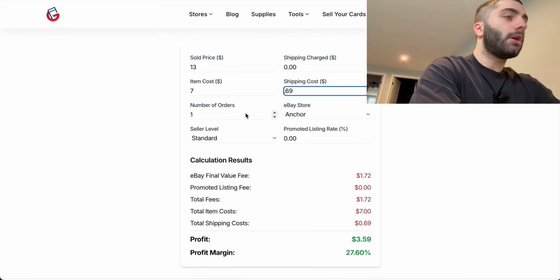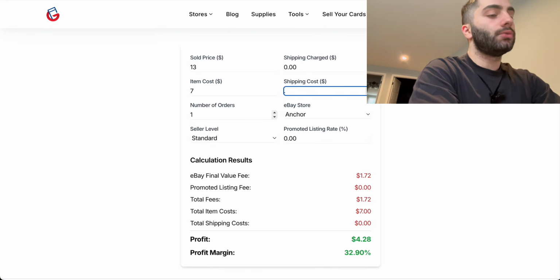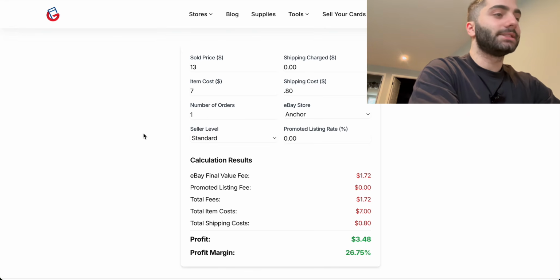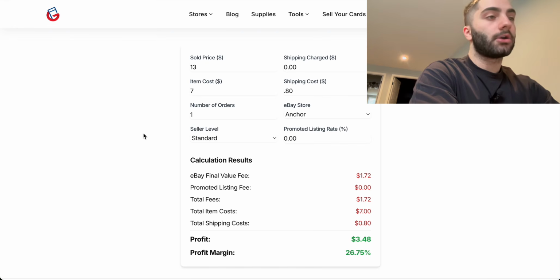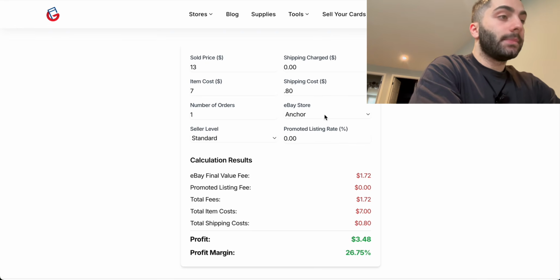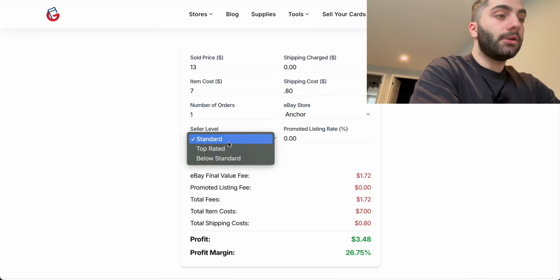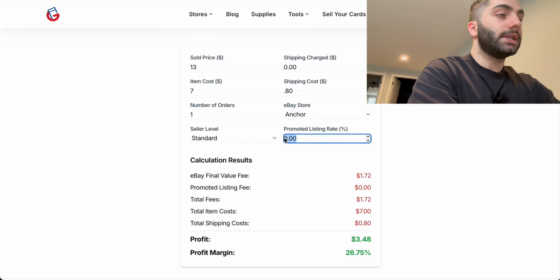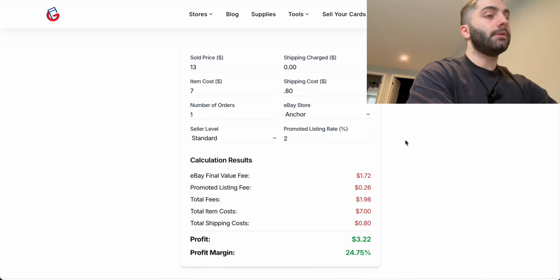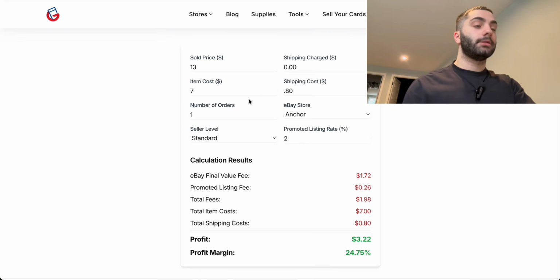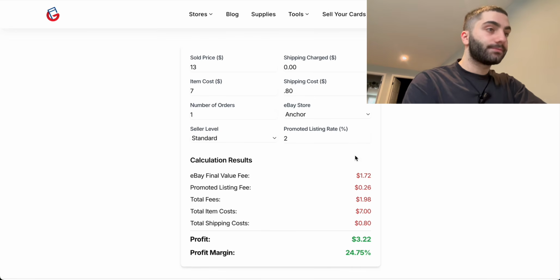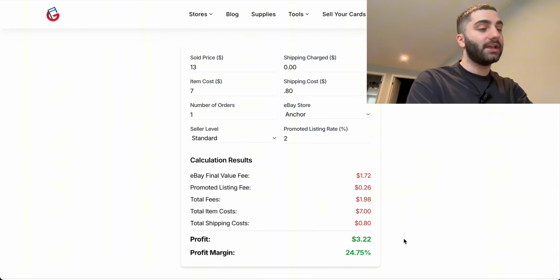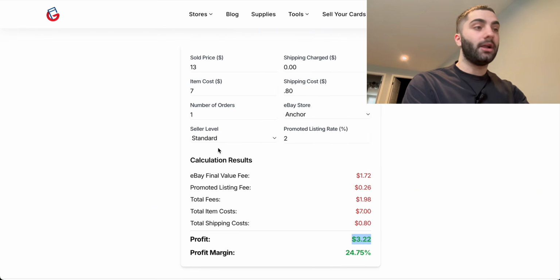And also there are the supplies. Let's just do 80 cents because you need the envelope, the card saver and a sleeve. And then eBay store, that part doesn't matter. Let's say you're a standard level seller promoting at 2%. So if you buy a card that's worth $10 and you sell it at a 30% markup, you will be making a 24.75% profit with $3 of actual profit.